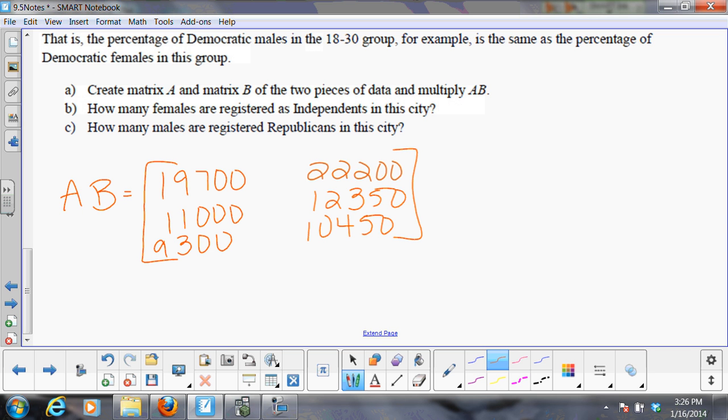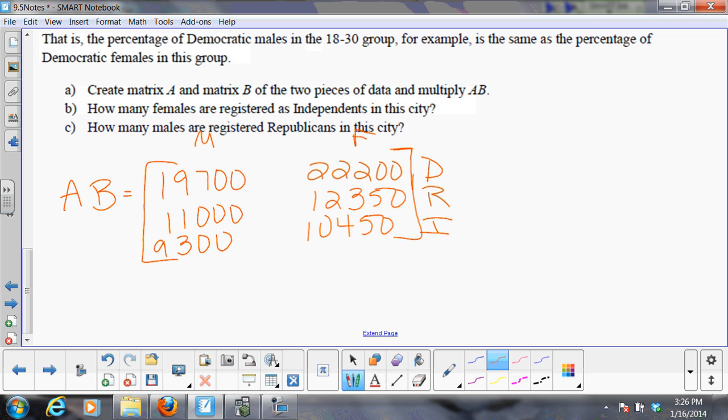Okay, so they're asking questions like how many females are registered as independents in the city? Well, these are males now. These are females. These are Republicans. Oh, no, I have it backwards. Democrats were first. Democrats, Republicans, Independents. That's what this means.